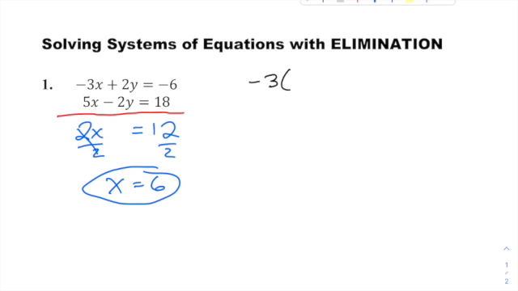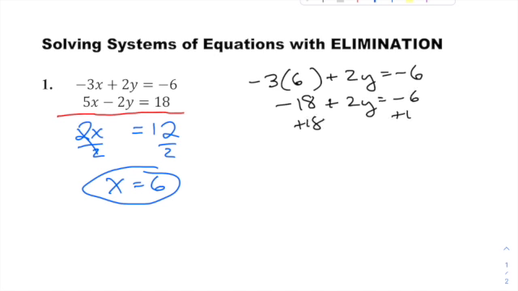So negative 3, and in place of x, I'm going to put 6, plus 2y equals negative 6. Now I should be able to solve for y. Just take your time, no silly mistakes here. So we get negative 18 plus 2y equals negative 6. Now I'm going to add 18 to the other side. I'll be left with 2y equals 12. Divide by 2, and you get y is equal to 6 also.